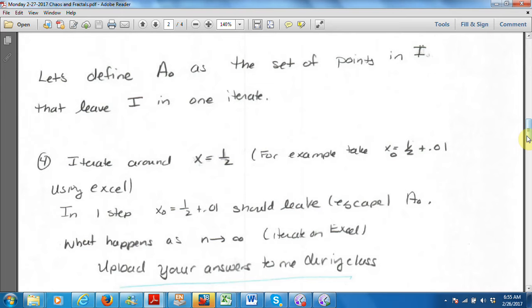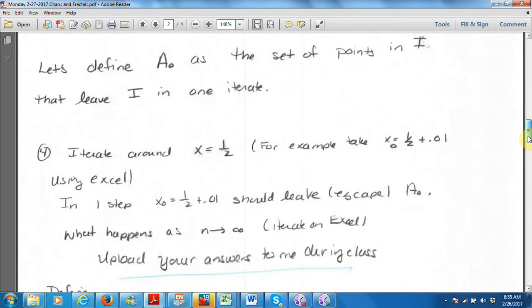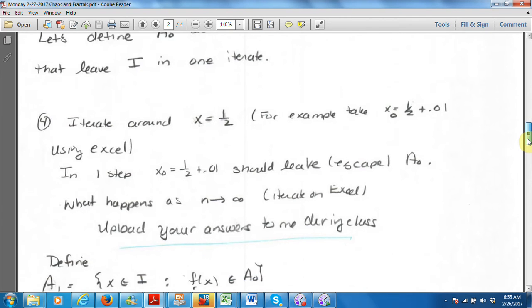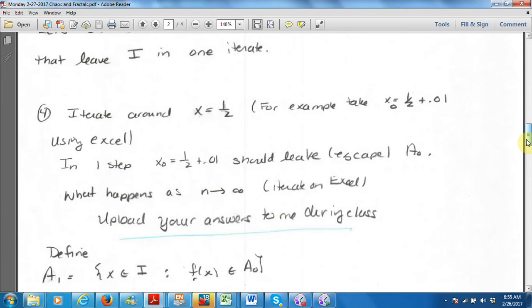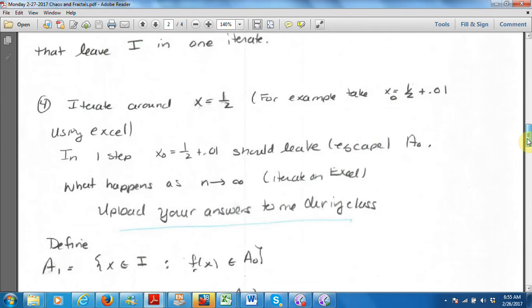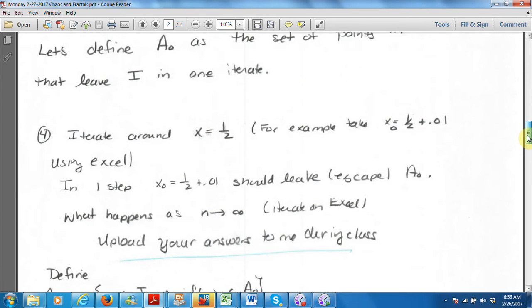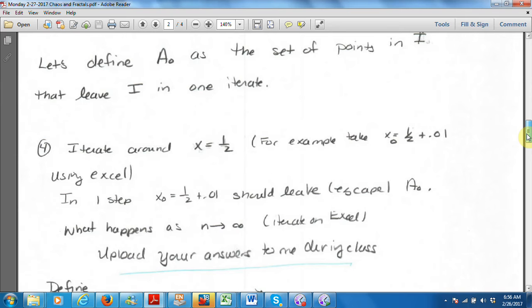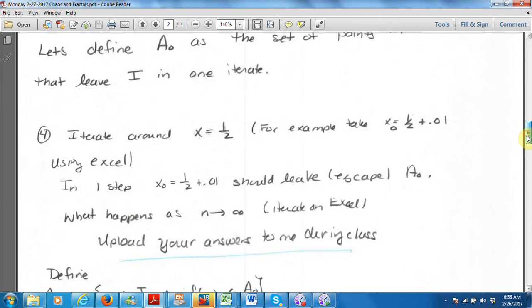What's the long-term behavior? Pause me as you determine that, and do confer with everybody in the class and make sure that you have a common answer. So these points seriously do escape. What you should have found is that these indeed do escape and that they converge to minus infinity.